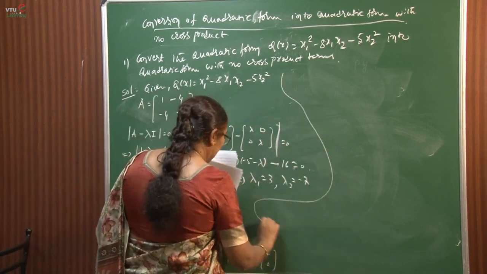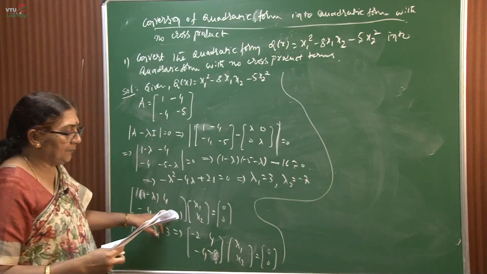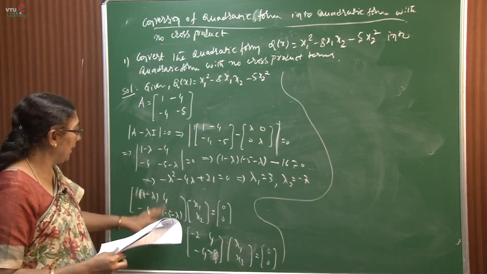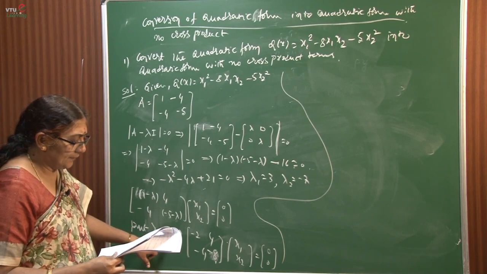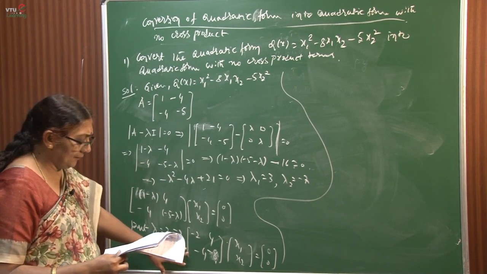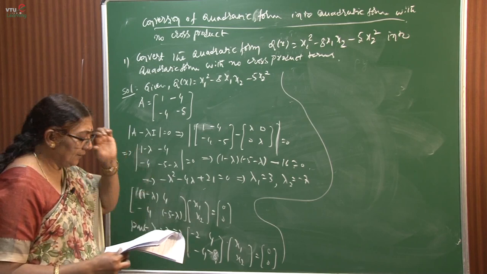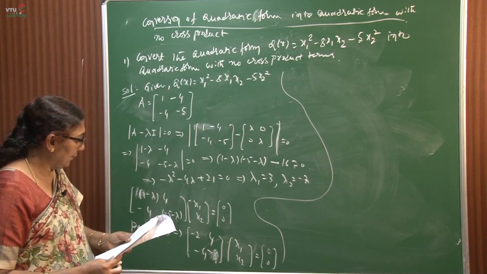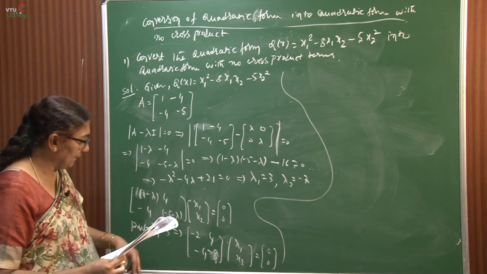Simplify this. Simplify for lambda is equal to 3. We return lambda is equal to 3, and we get this. Simplify that. And then finally, you multiply and simplify that.